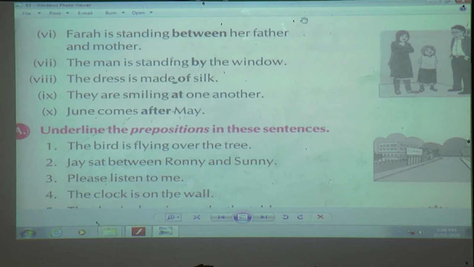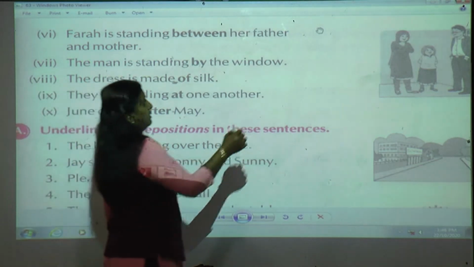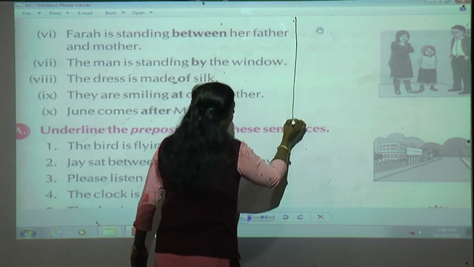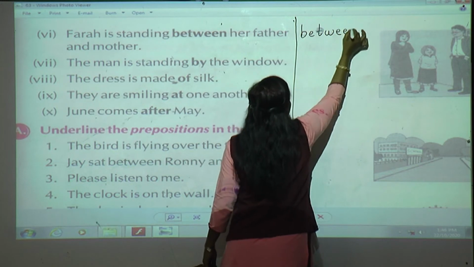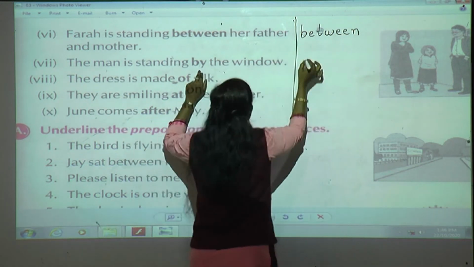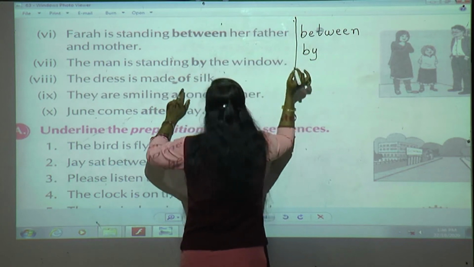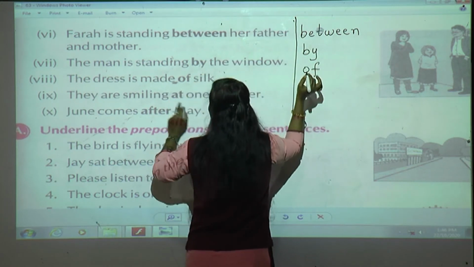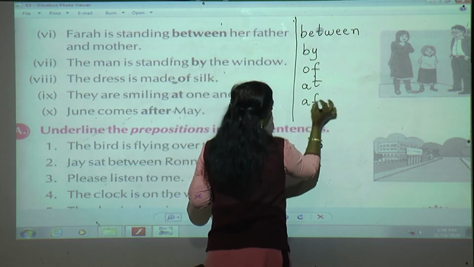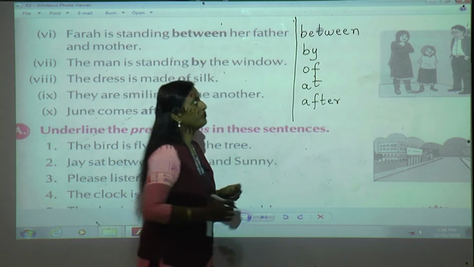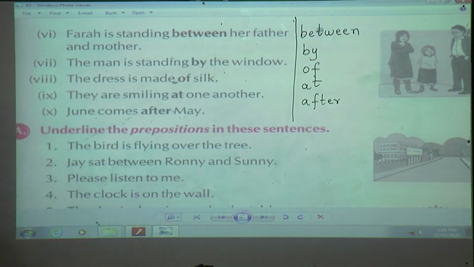What do you have to do? Yes, same way. Draw one line over here and write what we have learned, the prepositions we have learned over here. Between, copy the same. Come on, do along with me. Second is by, next is of, at, and after. So 15 over, yes or no? Between, by, of, at, after.